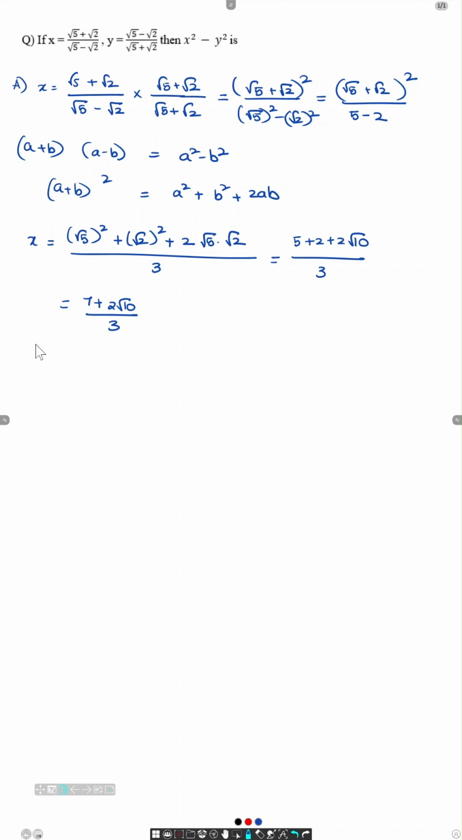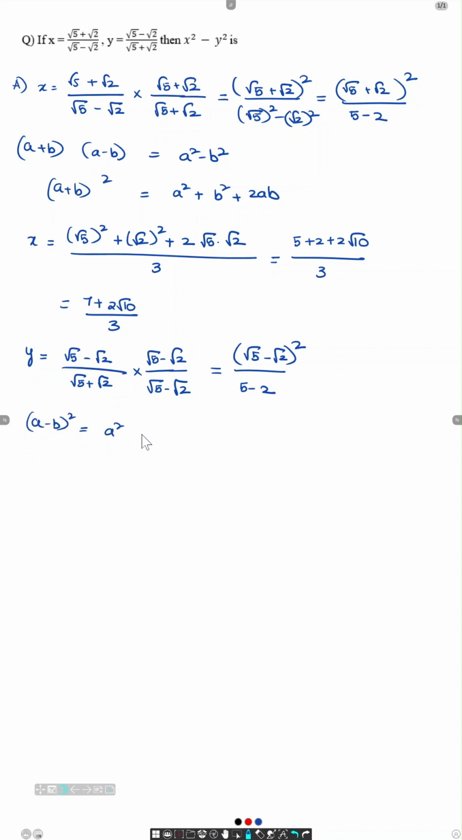Now, similarly, we will rationalize y. Y is given as (root 5 minus root 2) by (root 5 plus root 2). Now we will rationalize by multiplying numerator and denominator with root 5 minus root 2. So this gives us 5 minus 2 in the denominator, and the numerator becomes (root 5 minus root 2) whole square. Now, we know that (a minus b) whole square is a square minus 2ab plus b square.